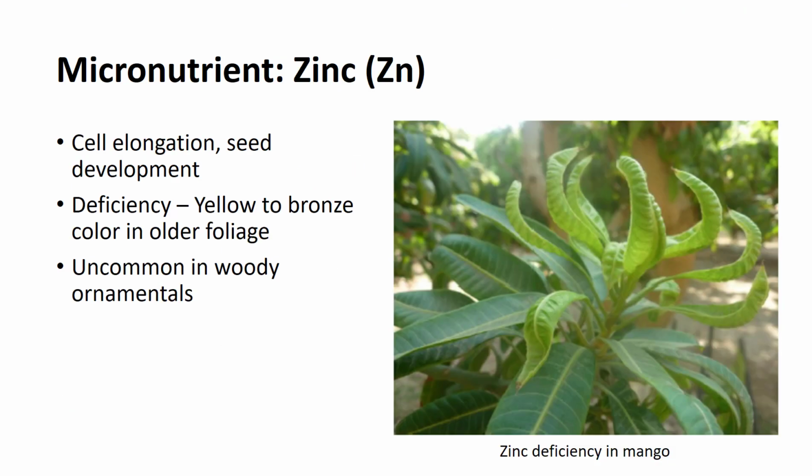Zinc, Zn, functions in cell elongation and in seed development. Zinc deficiency, although uncommon in woody ornamentals, produces a yellow to bronze color in older foliage. The leaves are relatively narrow with a waxy margin and rosetted due to reduced internodes. Dieback of shoots can occur where the deficiency is acute.